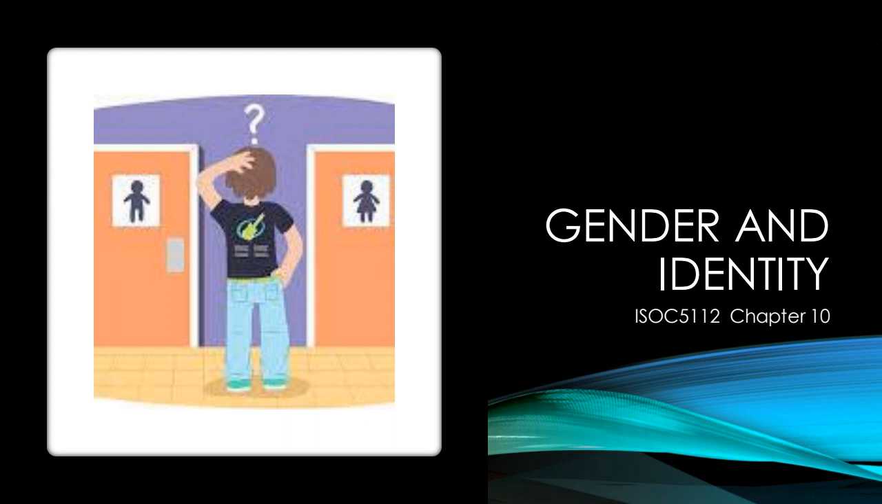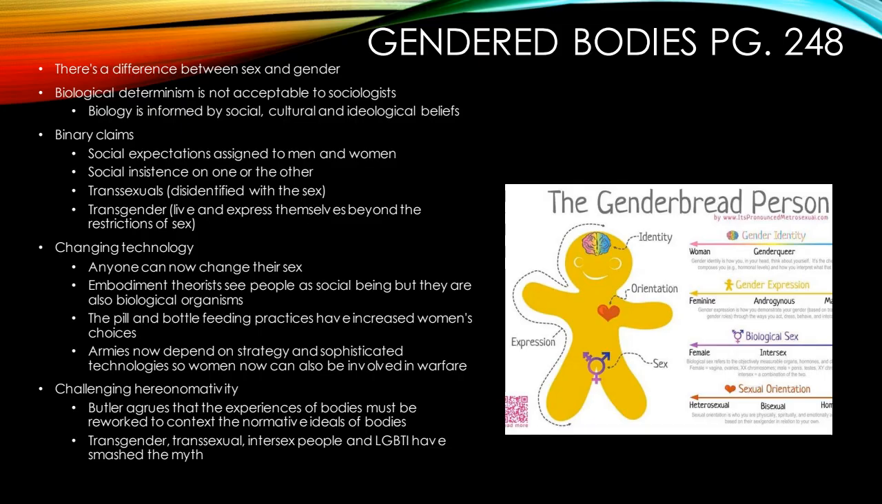Today I want to cover Learning Unit 2, Theme 4, which is on gender and identity. So we're going to be looking at how gender is an element of identity construction and how that comes about. So firstly, before we go into that, we need to look at the difference between sex and gender.